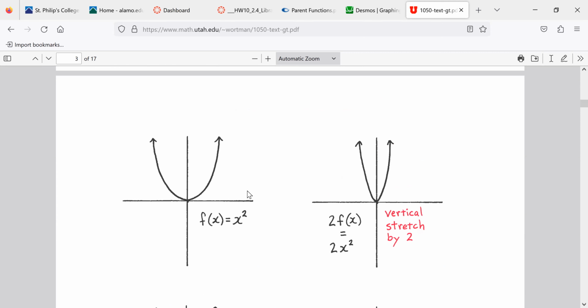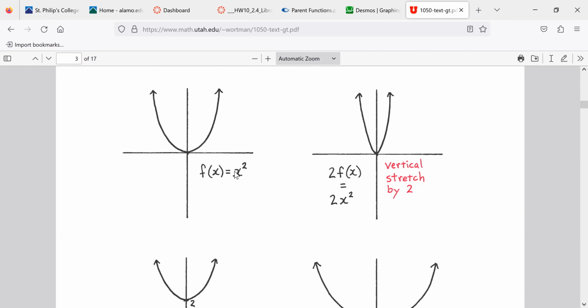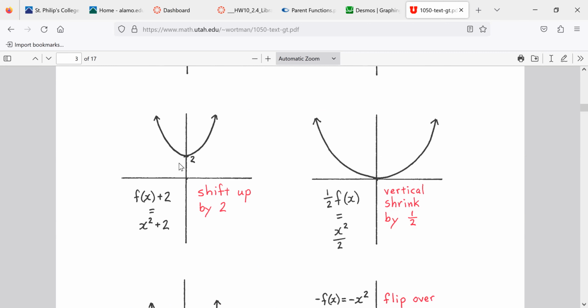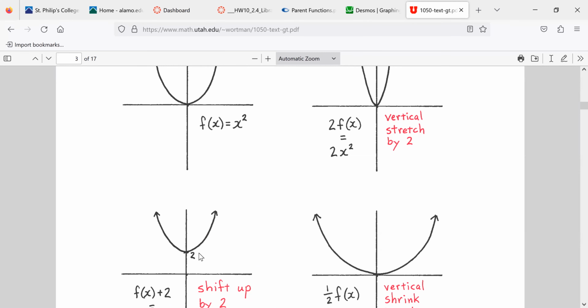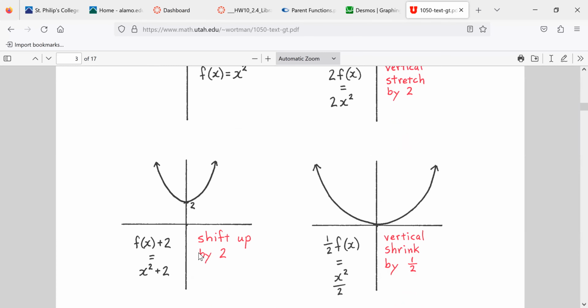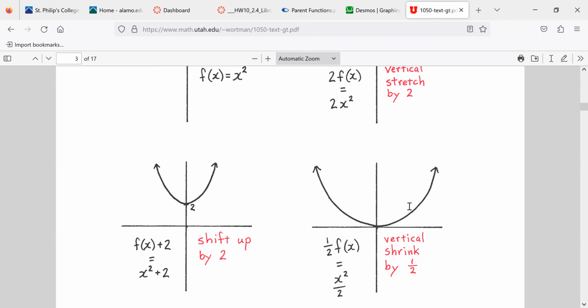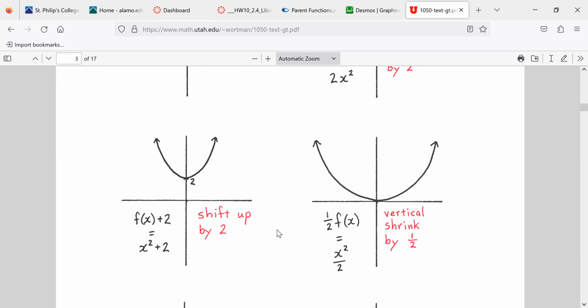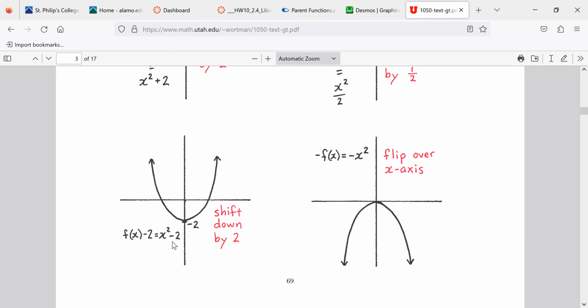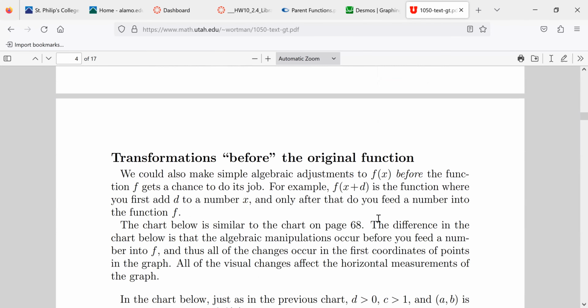So here you can see the visual. If we do times 2, it narrows it, stretches it upward. You do plus 2, moves it up. If you do times a half, it stretches it open. Minus 2 shifts it down. Reflection, minus there. You can combine these ideas all together.